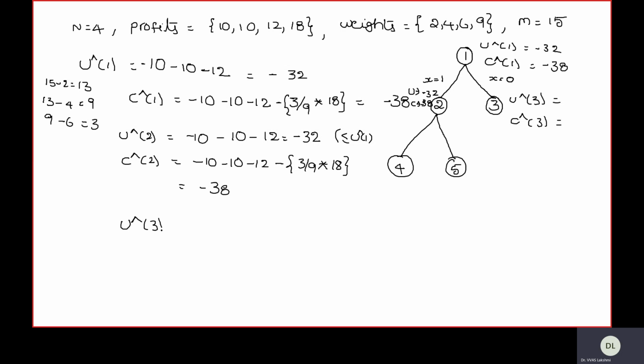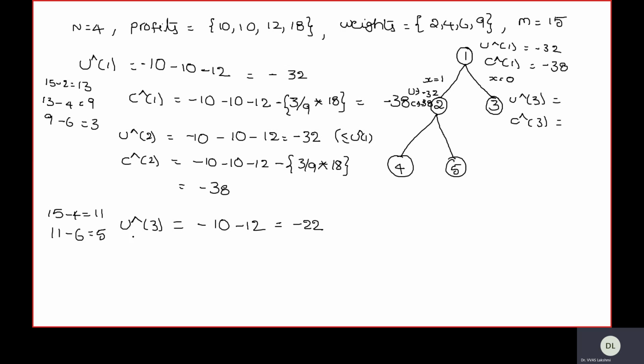While calculating the upper bound of 3, the tree goes to the right side, so we should not take the first item. It starts with the second item, so the second item is going to be placed first. That's why the weight of the bag is reduced by 4 kgs. Bag capacity becomes 11. And the second item weight is 12, so the bag capacity becomes 5 kgs. We are not able to place the item into the bag. So that is minus 22.